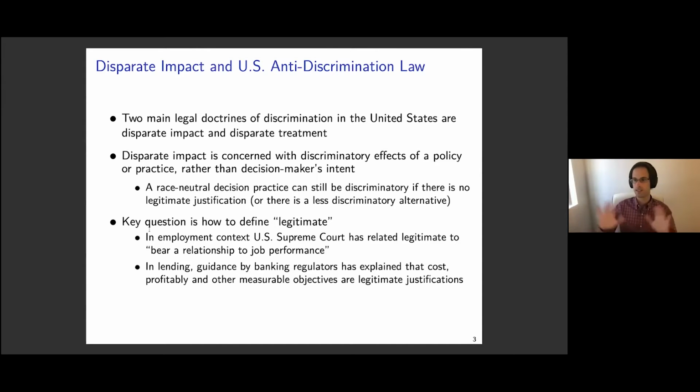A key question in alternative settings, where we're not looking at the employment context, is how to define what is a legitimate practice. In the employment context, the US Supreme Court has related legitimate to things like bare relationship to job performance. In lending, banking regulators have explained that things like cost, profitability, and other objective measures are legitimate justifications. In our setting, we're going to formalize this as pretrial misconduct. If your decisions are related to the latent pretrial misconduct potential of the individual, then that is a legitimate justification for the decisions.